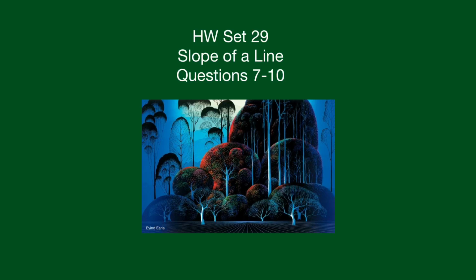This is homework set number 29, slope of a line. We'll look at questions 7, 8, 9, and 10. Question 7 says we are to graph the line that has an x-intercept of 4. All right, let's just do that now.